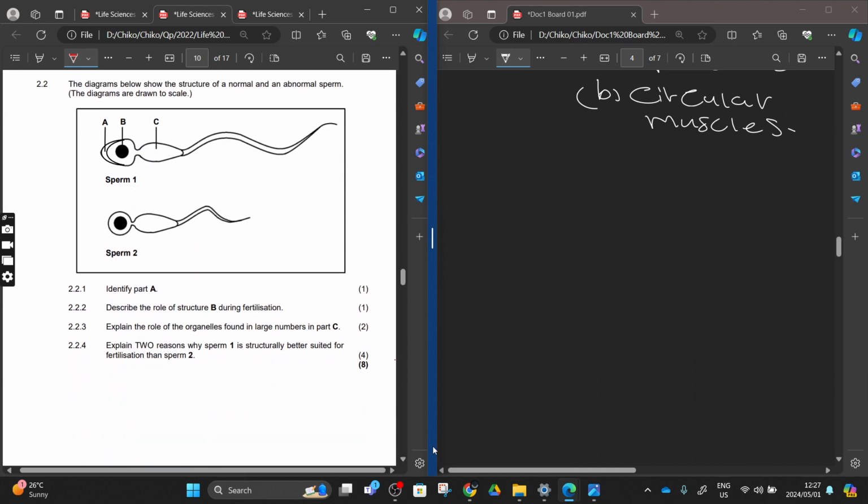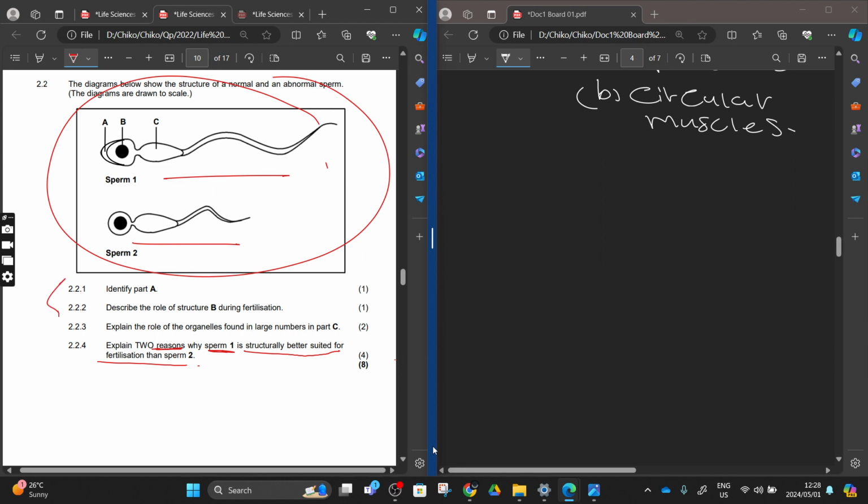Even the sperm there, you can see one, you can decode this one. You can see this one is tall, this one is long. Obviously they are going to ask you a question. Let's go. Describe the role, explain the organelles found, explain 2 reasons why sperm 1 is structurally better suited for fertilization than sperm 2. You can see from this question that this is what they are going to ask. The moment you see a question, make sure you can take out the question, or make the questions yourself, so that when they ask you, you are prepared. I only saw the long tail and the short tail here, and I predict that they are going to ask a question related to these 2 things.